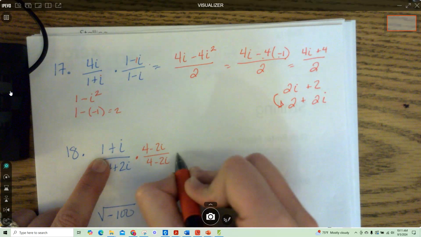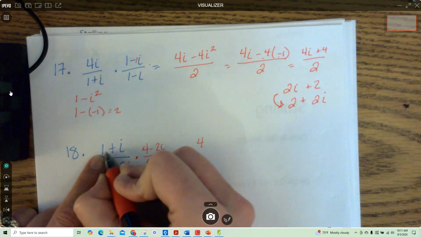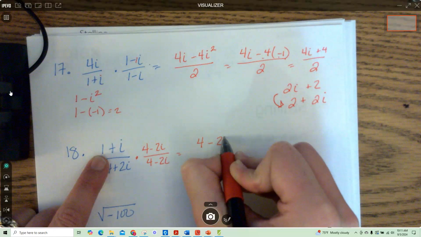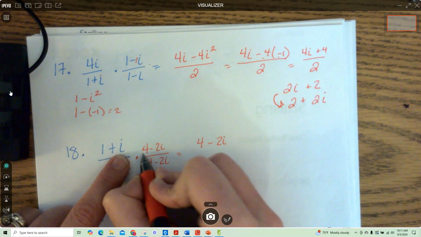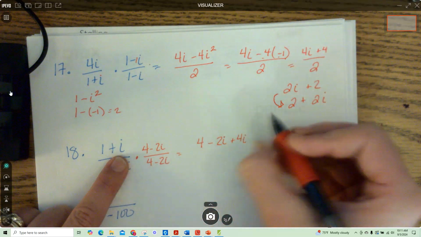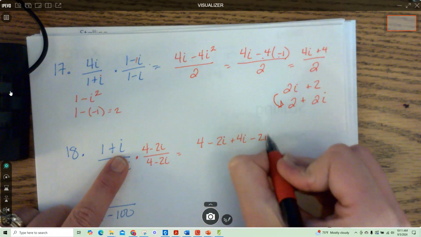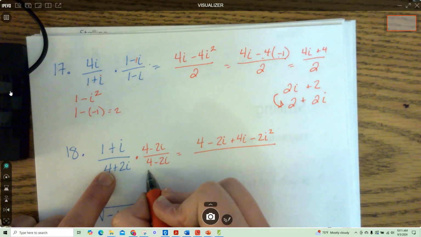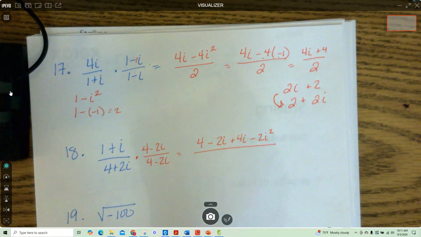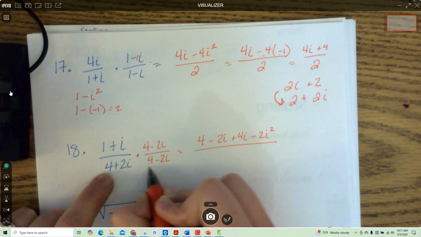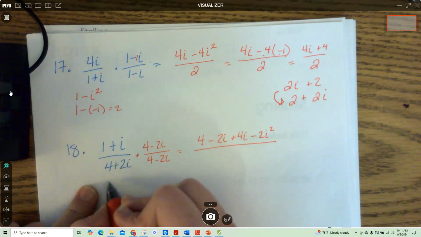Okay, so 1 times 4 is 4. Outside, 1 times negative 2i is negative 2i. Then inside, 4 times i is 4i. And then i times the negative 2i is negative 2i squared. Down here, since we're multiplying by the conjugate, it's going to cancel itself out, okay? So that's why I'm not doing all the FOIL on the bottom, because I'm multiplying by the conjugate. I know what's going to happen, okay?